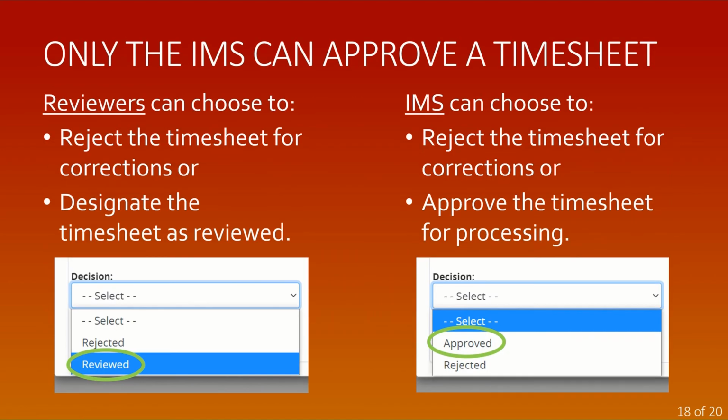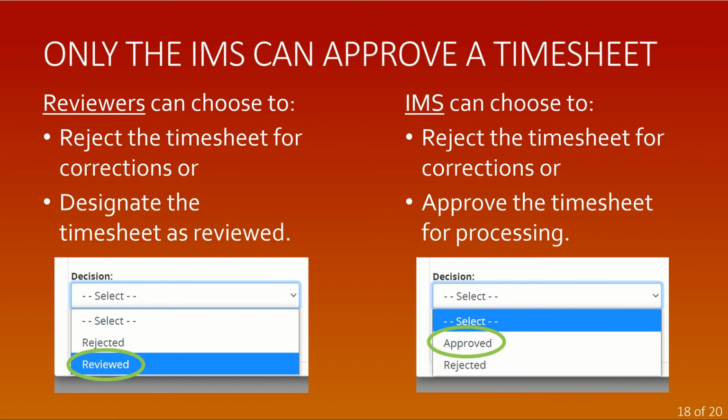So only immediate management supervisors can approve timesheets for payroll to process. The reviewers can assist the IMS and can reject the timesheet for corrections, or if they feel the timesheet can be moved forward, they can designate it as reviewed and move it forward. This is very similar to the earlier process discussed. Pick a selection and then click the send button.